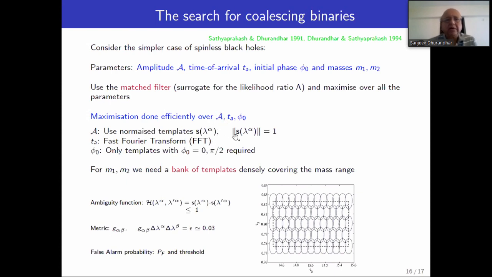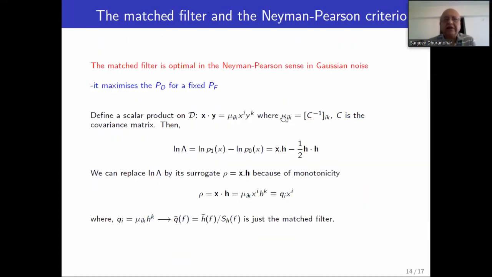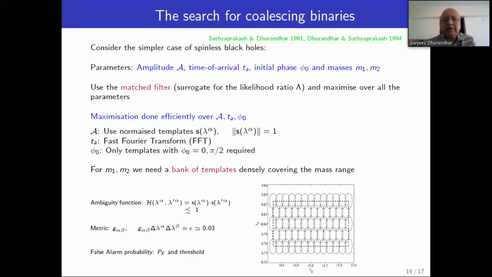Over A, the amplitude, you simply normalize your templates S lambda alpha so that the norm of S is 1. As I told you, we have defined the scalar product by this mu ik, where C is the covariance matrix which you got from the noise. That scalar product defines a norm, and you put this norm equal to 1. What you have done is basically put the standard deviation of the noise equal to 1. Then rho will be equal to A, and the expected value of the signal to noise ratio will give you the amplitude. The time of arrival can be done by doing an FFT.